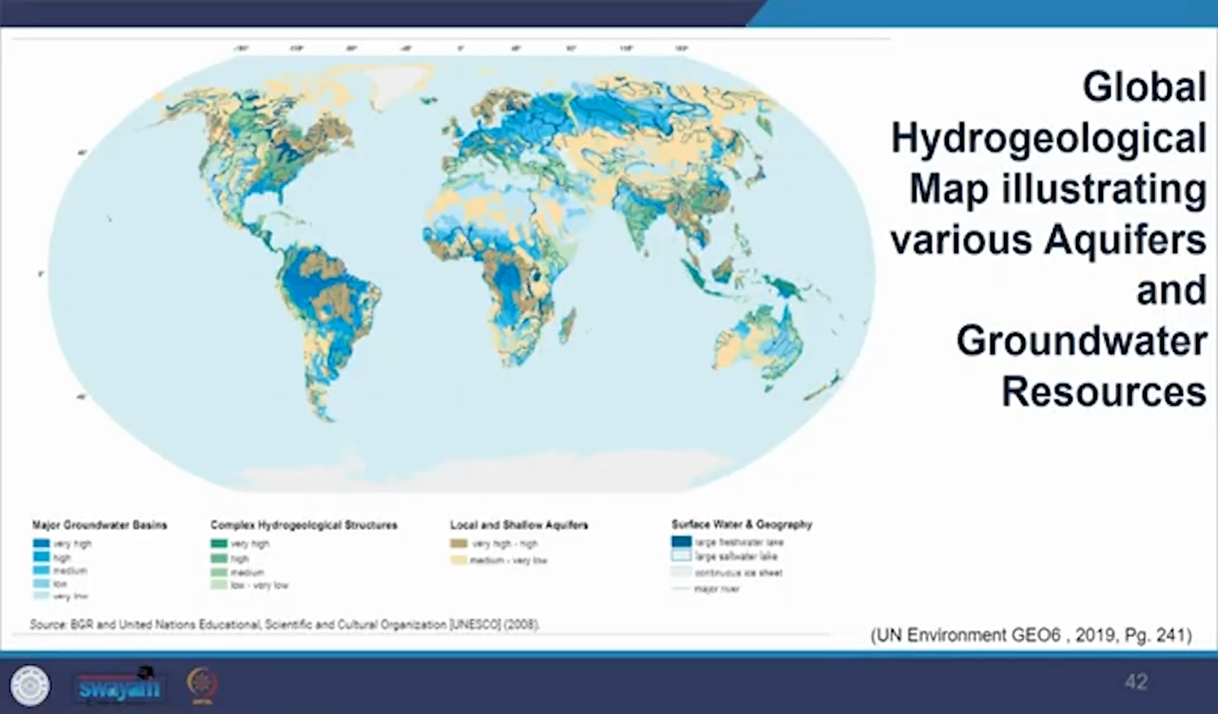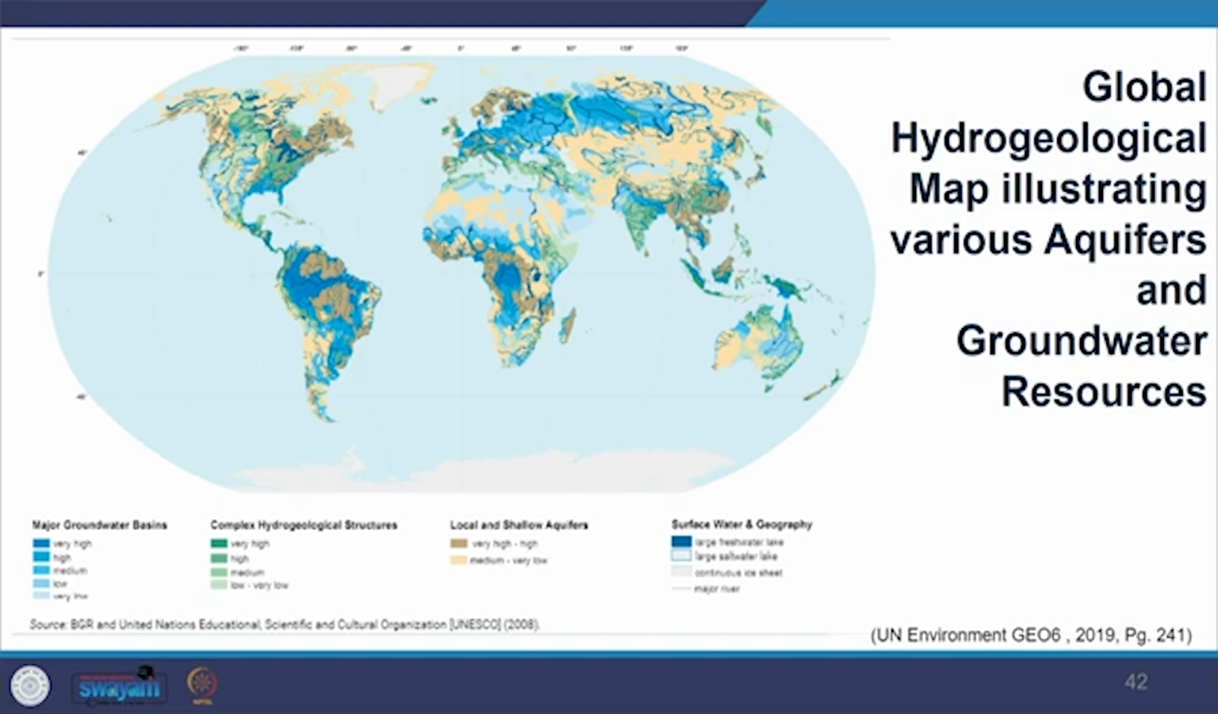So first, looking at the state of water quantity. In the global hydrological map here, you can see how aquifers and groundwater sources are unevenly distributed, like we also talked about before. Look at the dark blue color indicating major groundwater basins in India. You can see dark blue color over the Himalayan region, so that region is rich in water resources.